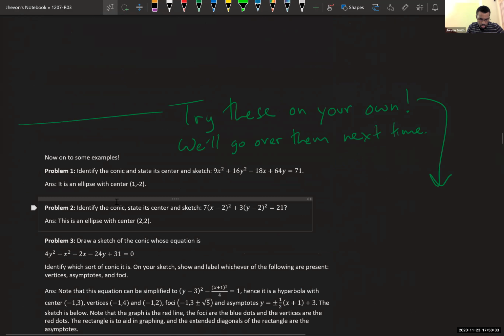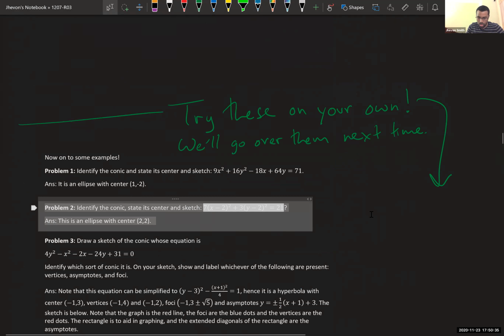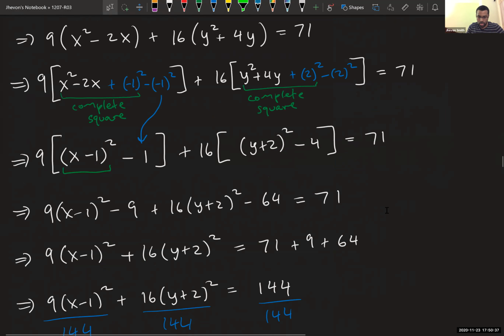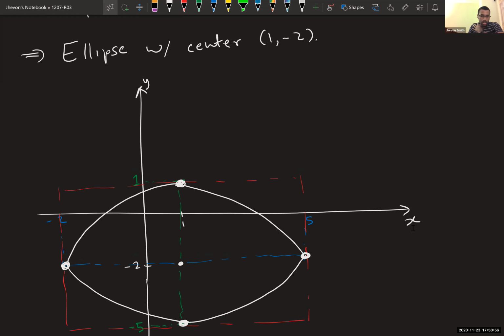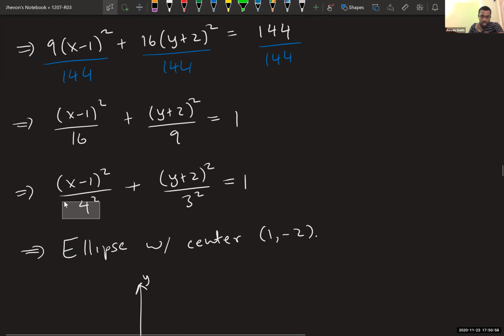So hopefully that was clear. So there is our ellipse. Center 1, comma minus 2, stretches 4 units in the x direction from the center on either side, stretches 3 units in the y direction from the center on either side. This creates a box that our ellipse is inscribed in. And I know that I go 4 because underneath here is 4 squared and underneath here is 3 squared, so I go 3.